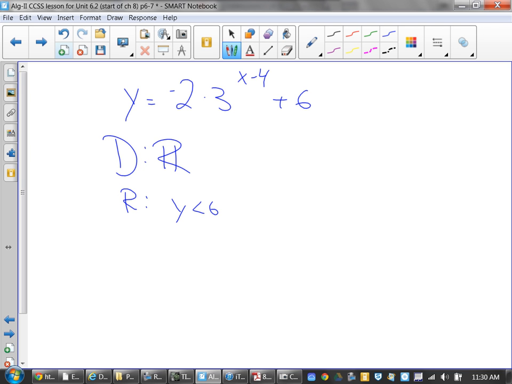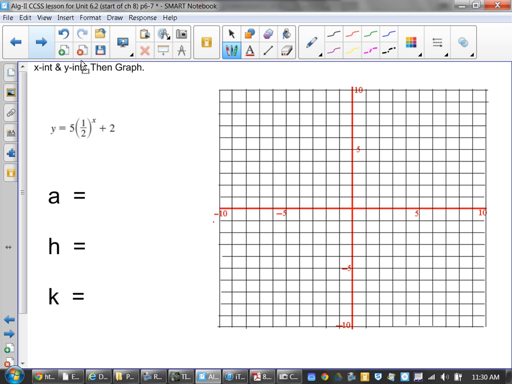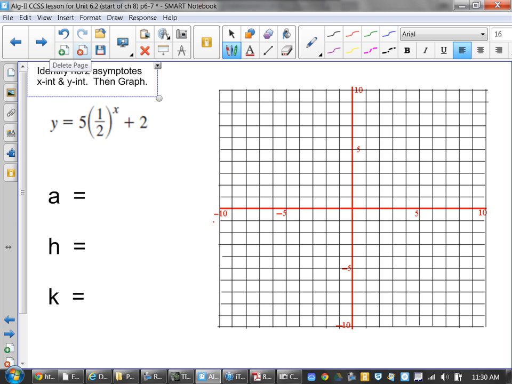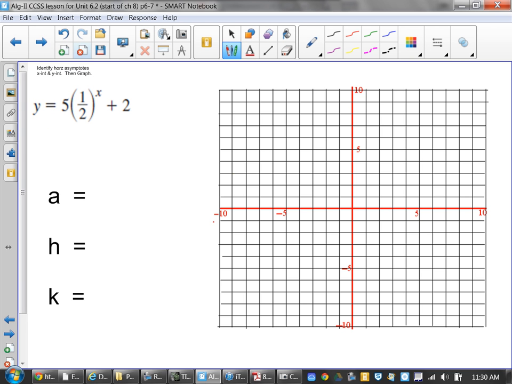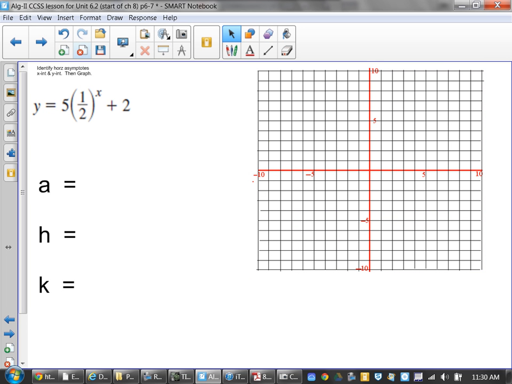So let's do a decay problem. Let's do this one. Okay. So we have y equals 5 times quantity 1/2 to the x plus 2. Is this going to be growth or decay? Decay. It's going to be decay because what's your b value? 1/2. Oh, so it's less than 1, okay.